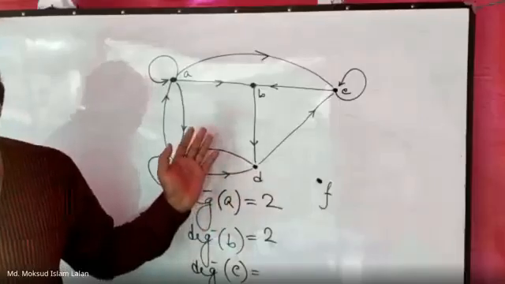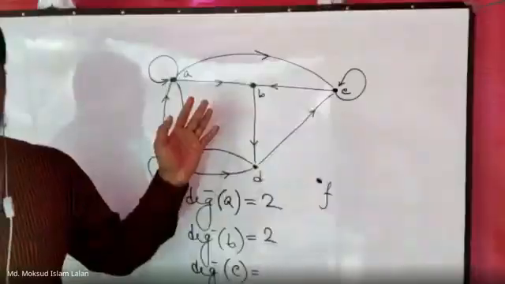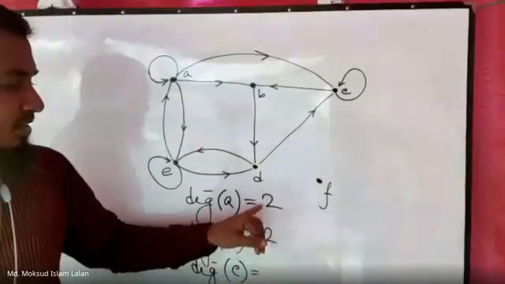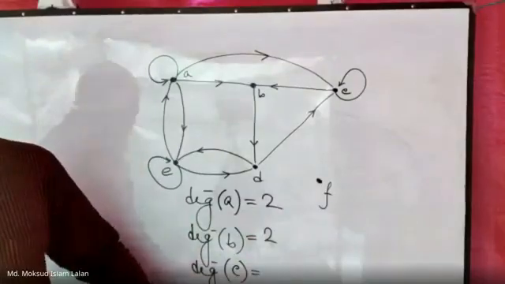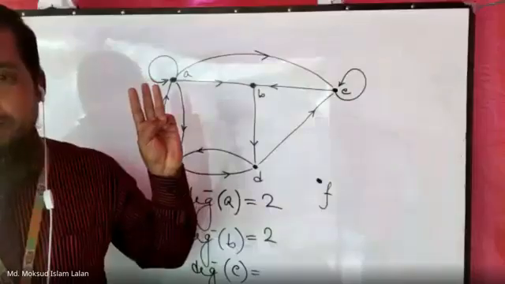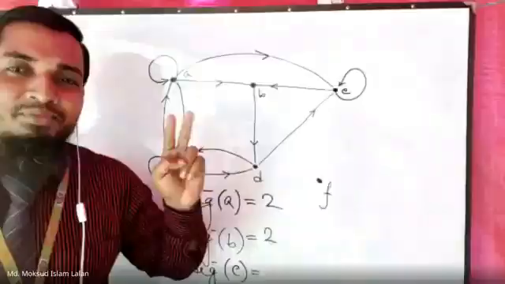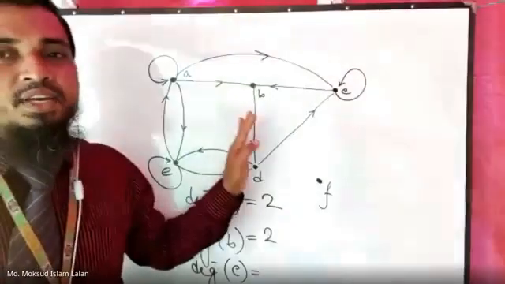Have you done, dear student? Yes, sir. Sir, would you please tell me the answer? A, B, C, D, C. What is the C answer? 3. Very good. D, 2. Very good. E, 3. Sir, 3. Very good. And F? 0. Good. Done. So we have finished in degree.